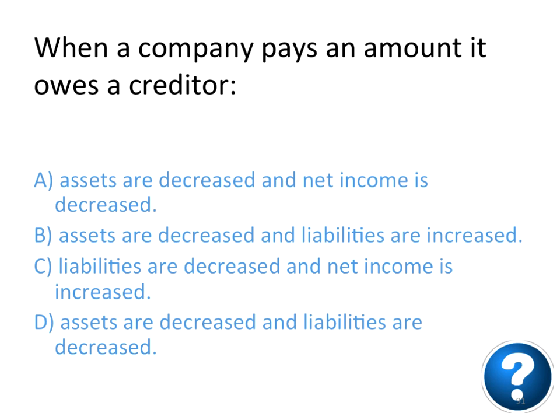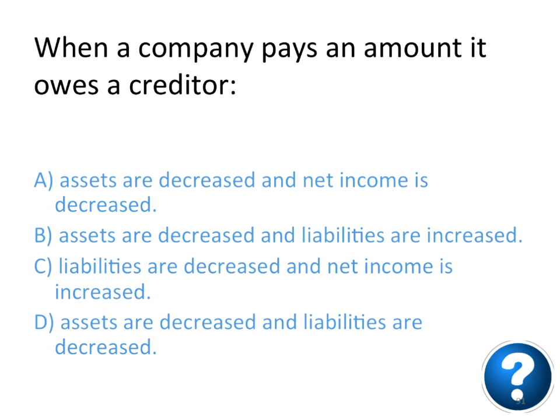Do you have a question? Okay. When a company pays an amount it owes a creditor: A, assets are decreased and net income is decreased. B, assets are decreased and liabilities are increased. C, liabilities are decreased and net income is decreased. And finally, D, assets are decreased and liabilities are decreased.